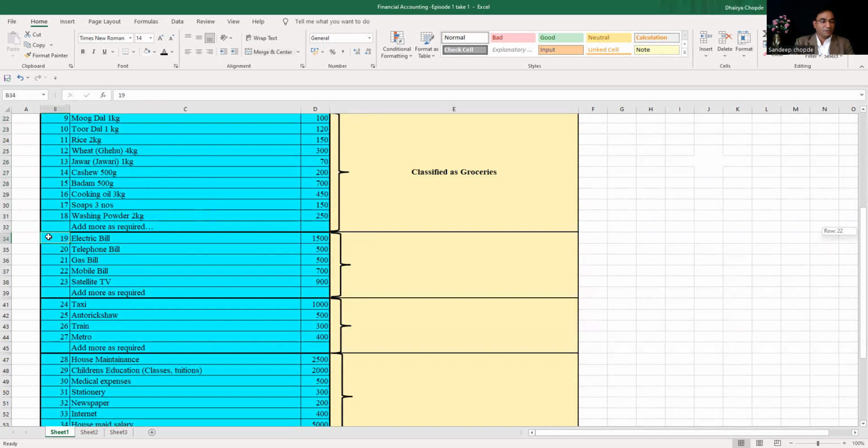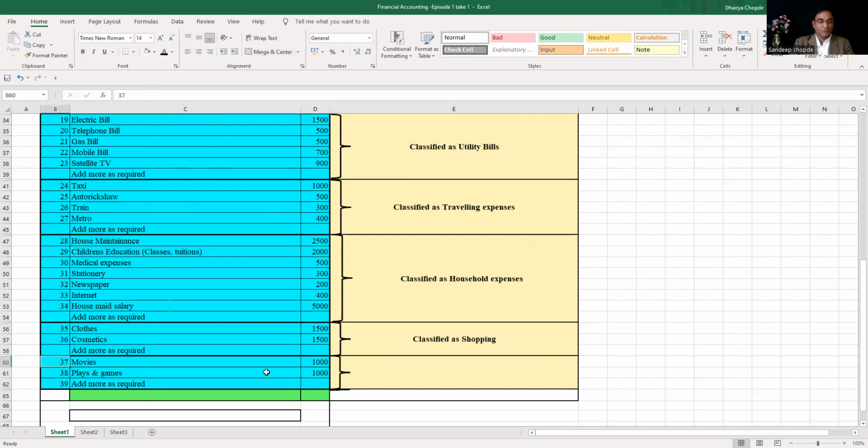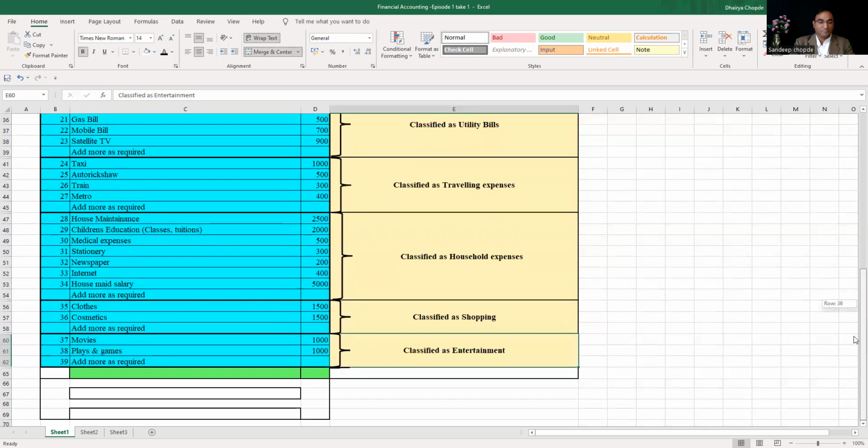If you look at expenses from serial number 19 to serial number 23, you can classify these as expenses on utility bills. From serial number 24 to 27, you can classify these as expenses on traveling. From serial number 28 to 34, you can classify these as expenses on household activities. 35, 36, you can classify as shopping. 37 to 39, you can classify as expenses on entertainment.